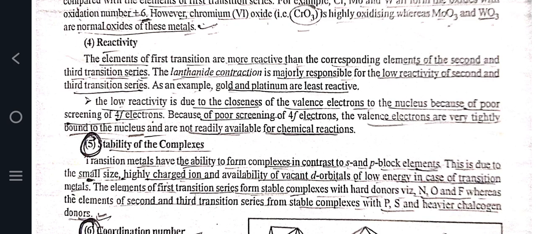Fifth, stability of the complex. Transition metals have the ability to form complexes in contrast to s and p block elements. This is due to the small size, highly charged ions, and availability of vacant d orbitals of low energy in the case of transition metals. The elements of the first transition series form stable complexes with hard donors such as N, O, and F, whereas the elements of the second and third transition series form more stable complexes with phosphorus, sulfur, and heavier chalcogen donors.